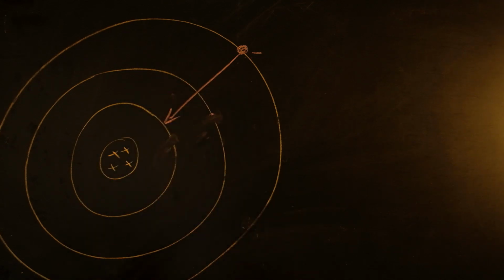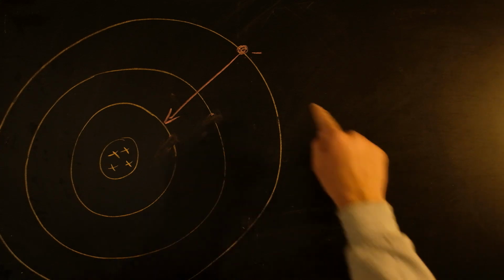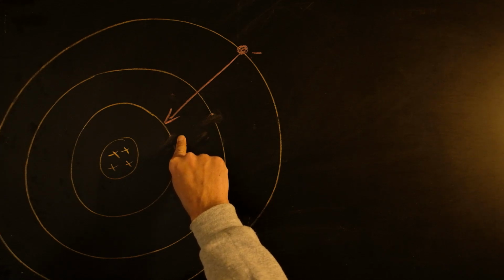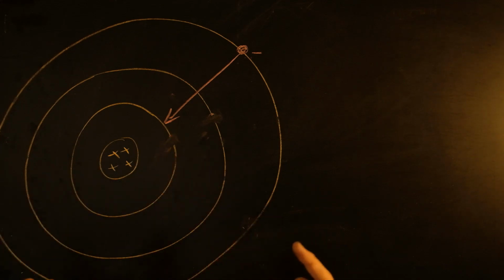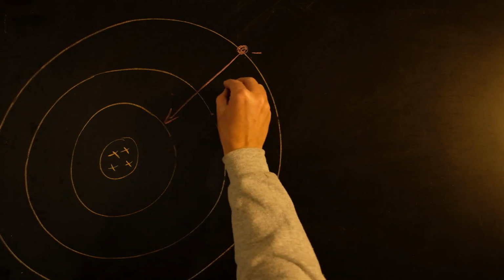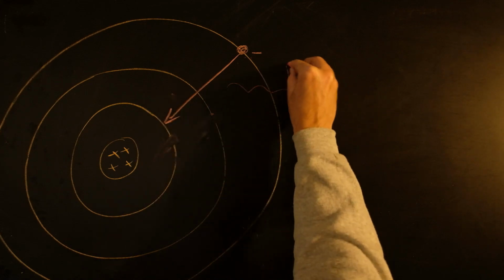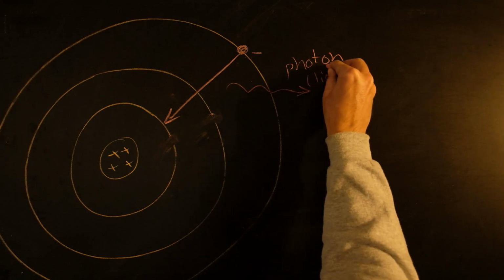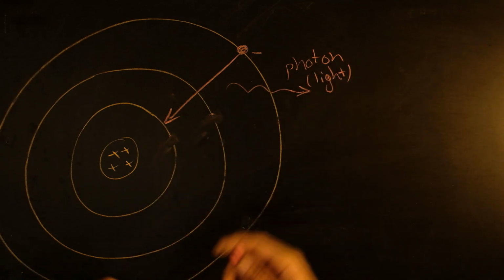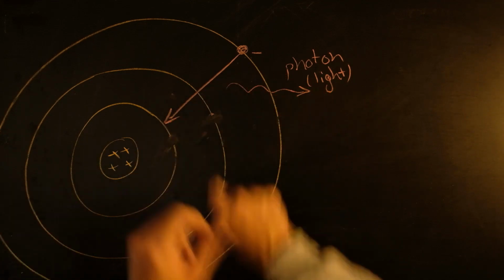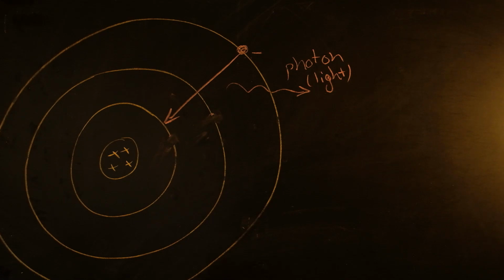But there's a problem here. You're jumping from higher energy to lower energy, but we have conservation of energy. What happens to this energy? Well, this energy is released as a photon or light. How much energy is inside this photon? It's exactly the same energy difference we have here. And each energy corresponds to a specific color.